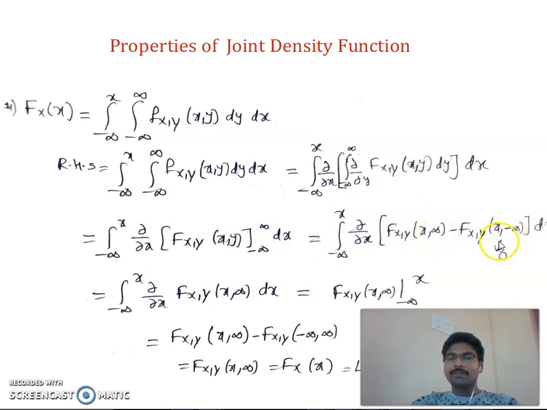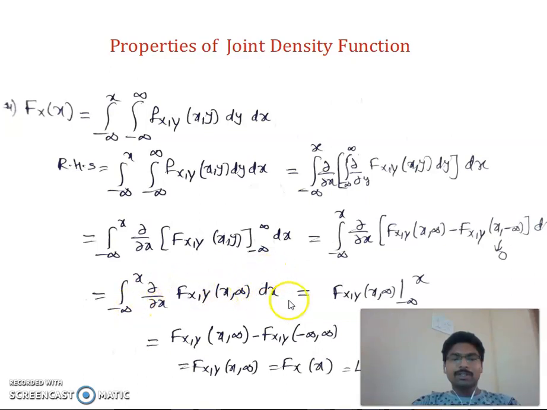So F_X,Y(x, minus infinity) is 0, this term, and now the term F_X,Y(x, infinity) remains here. Now again we are integrating with respect to dx, so the derivative and integration get cancelled here. Now in place of x we are going to substitute the limits x and minus infinity.